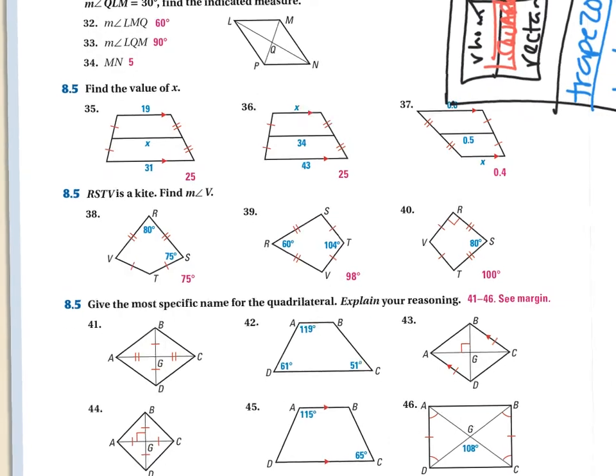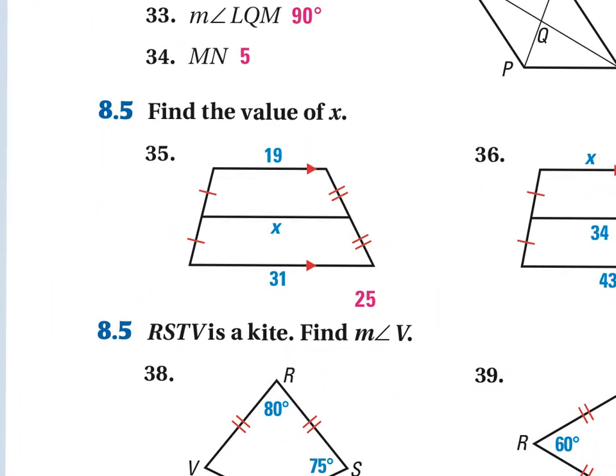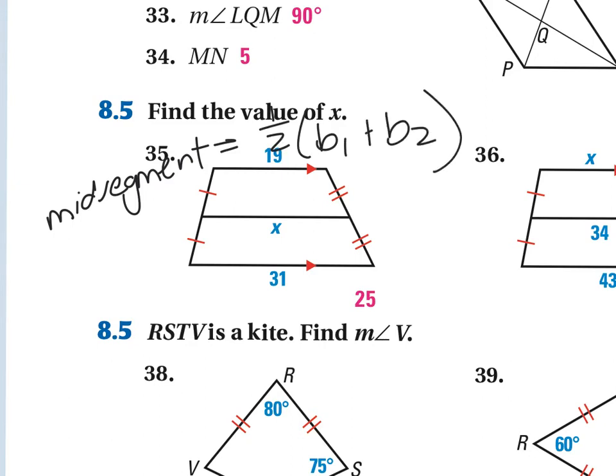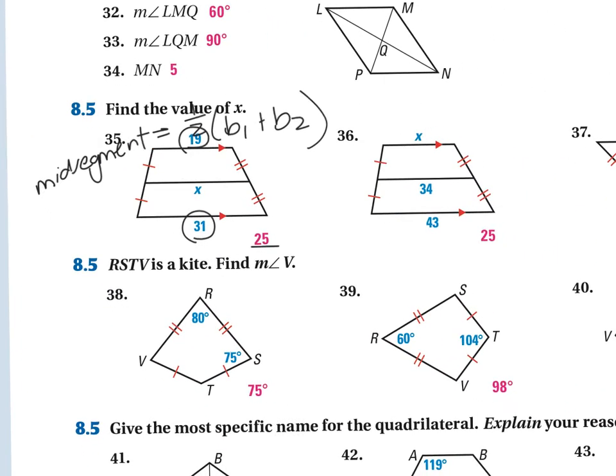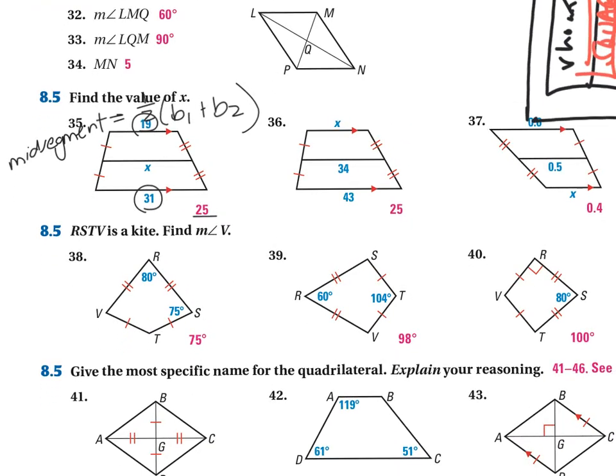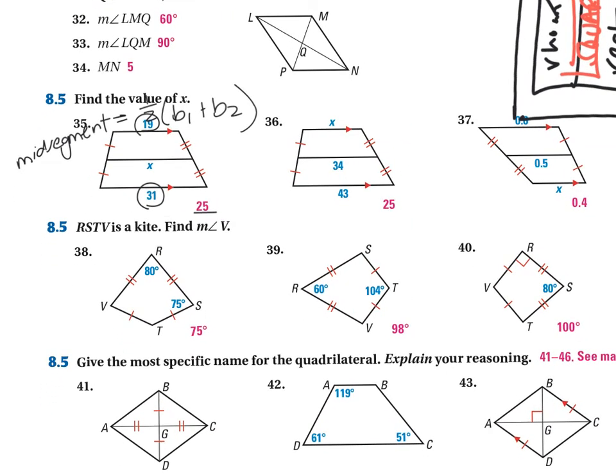Then we got into the mid segment of a trapezoid. The mid segment equals 1/2 base 1 plus base 2. That's not hard, but it is something you obviously need to memorize. So if I add 19 and 31 and divide by 2, I get 25, sorry. Same thing for 36, same thing for 37. Mid segment is 1/2 base 1 plus base 2.